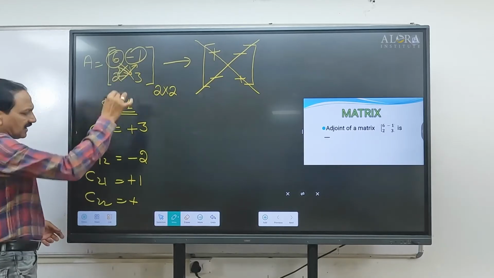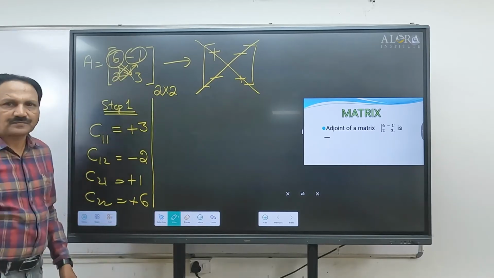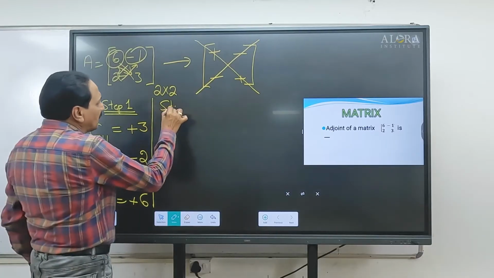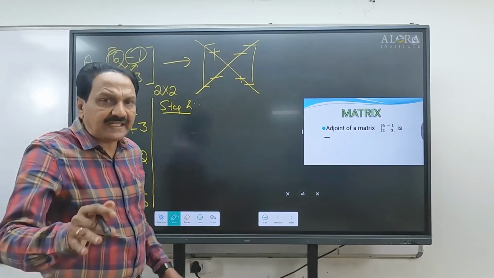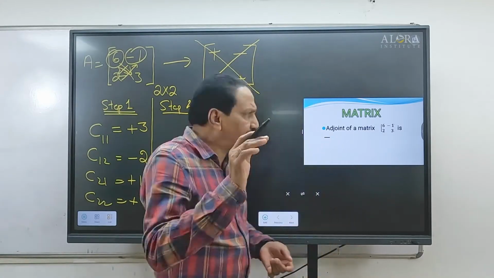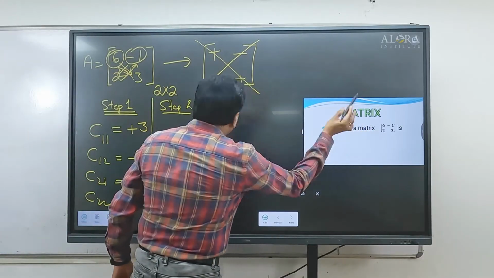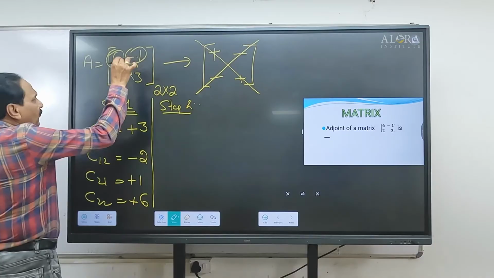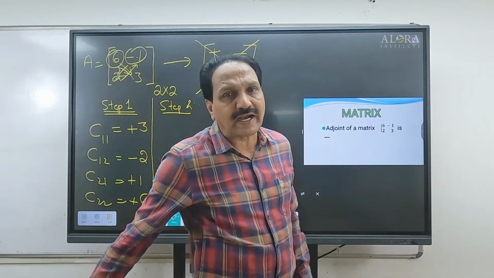Then what is the minor of this? Diagonally opposite, that's 6. So this is step number 1. Now let's go for step number 2. In the second step, we are going to write a new matrix. What is that new matrix? If this is the given matrix, every element should be replaced by the corresponding cofactor.